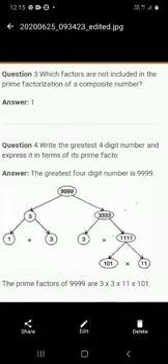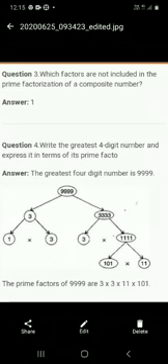Question number 3. Which factor is not included in the prime factorization of a composite number? Your answer is 1. Now we go through question number 4. Write the greatest 4-digit number and express it in terms of prime factors. The greatest 4-digit number you know very well. We write down 9999.